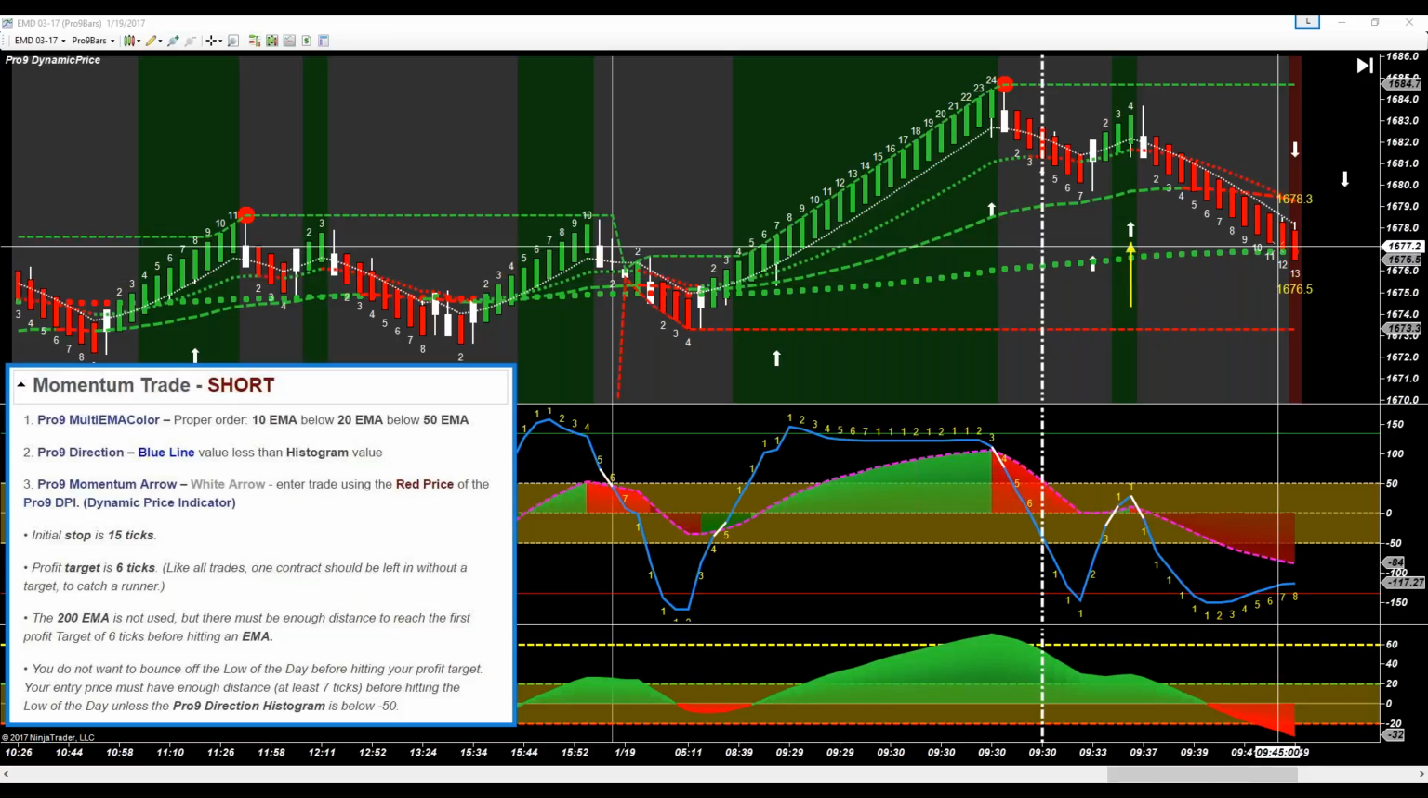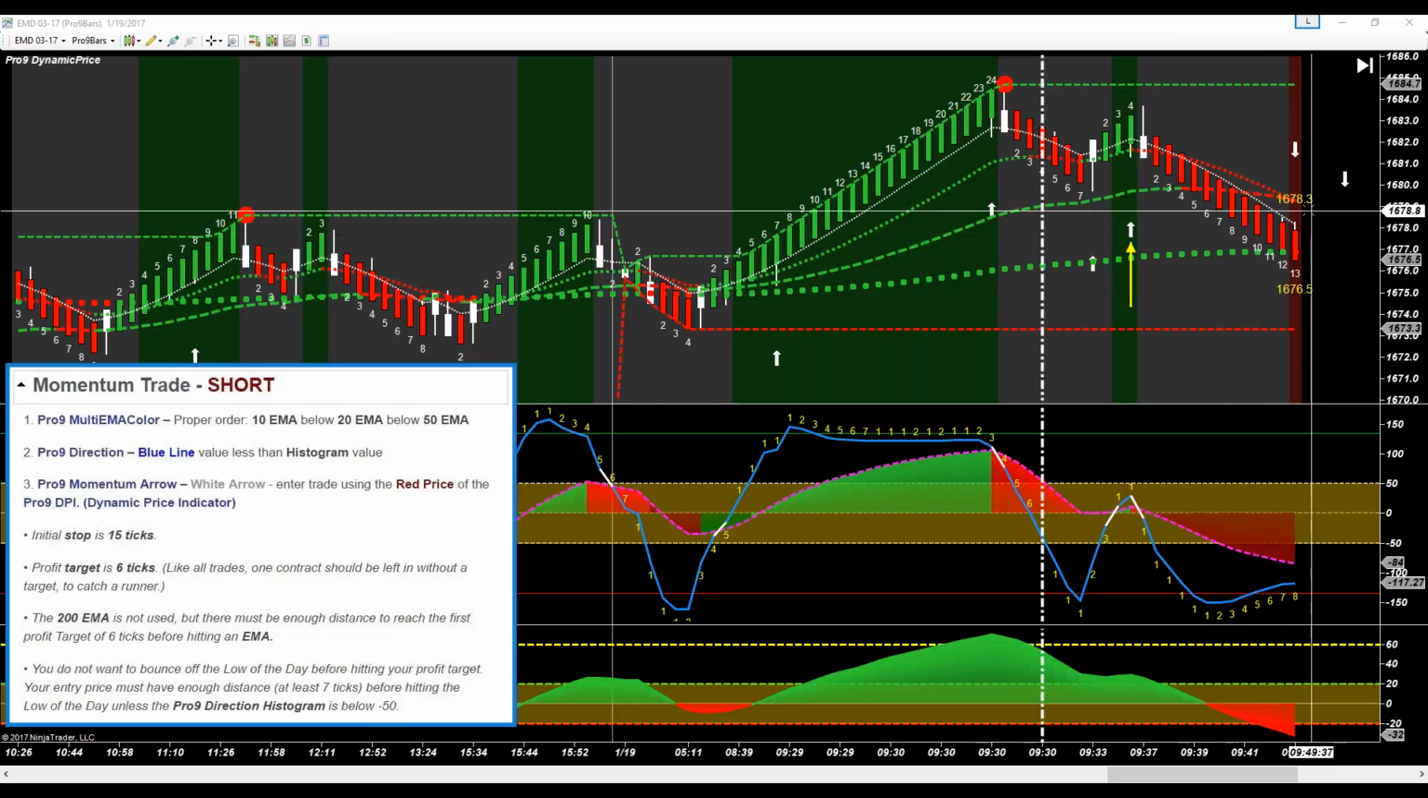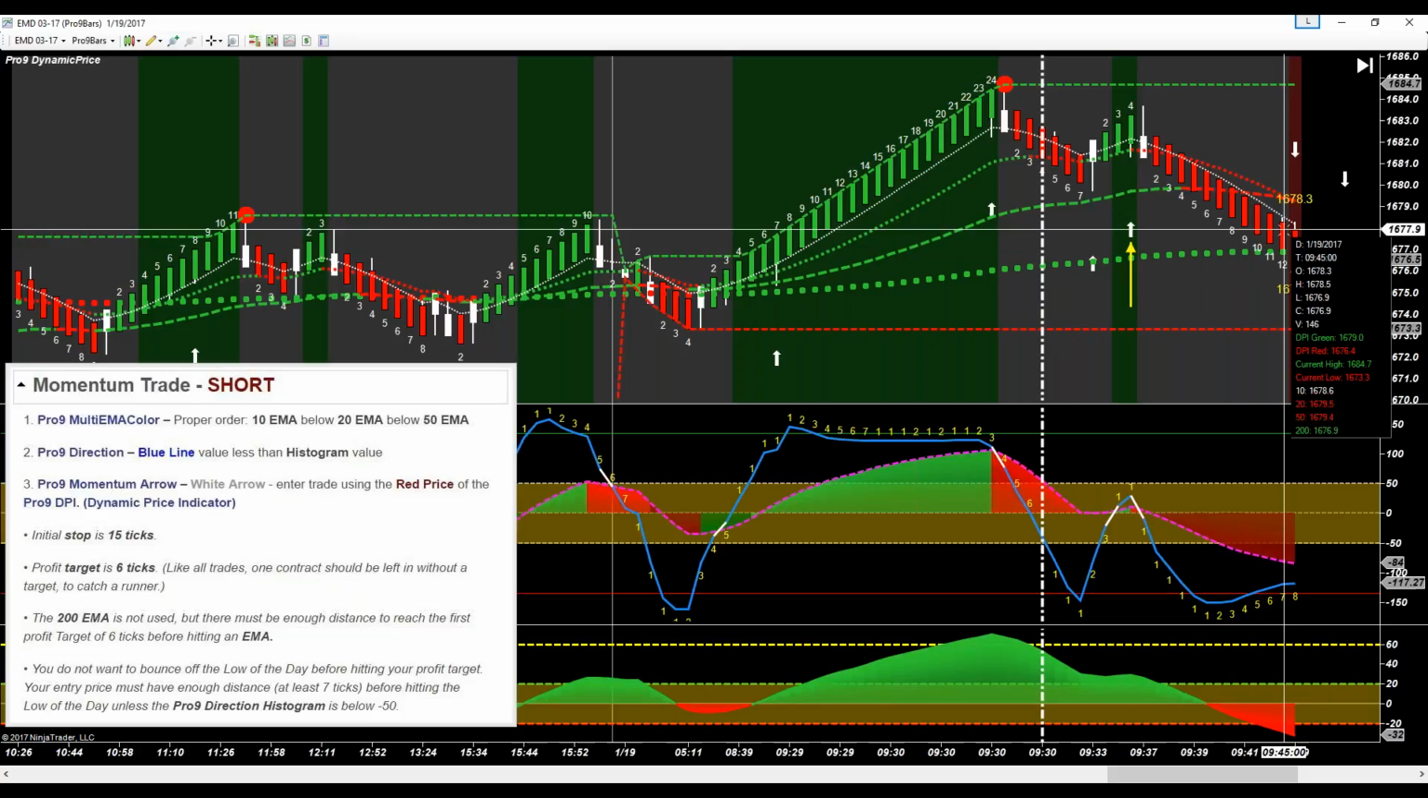The DPI indicator will now warn you. It will be yellow if you are too close to the 200. So if you see a yellow DPI in the direction you're looking to enter the trade, you do not want to enter that trade. So here we have our red background again, letting us know that our EMAs are in the correct order. We have our momentum arrow, then we have our blue line, qualifying our momentum trade. So we would enter with the red DPI, 1676.4, and we'll enter again with 3 contracts, a 15-tick stop, and looking for a profit target of 6 ticks with our first 2 contracts.